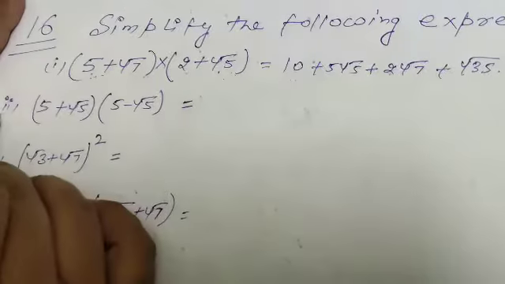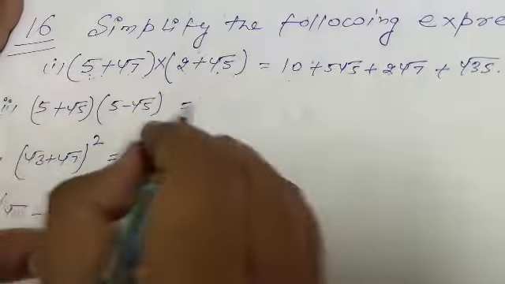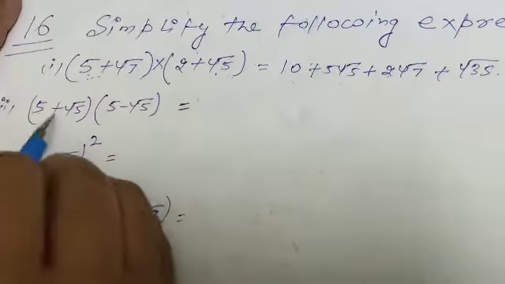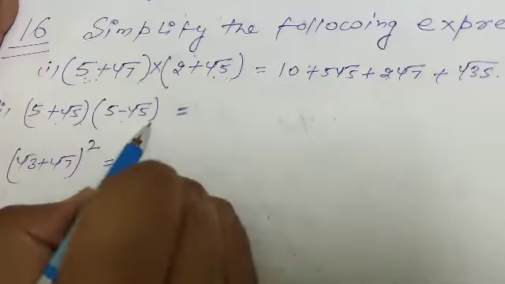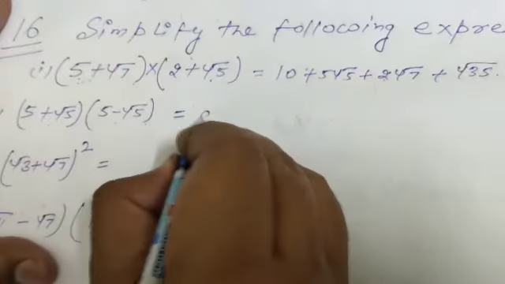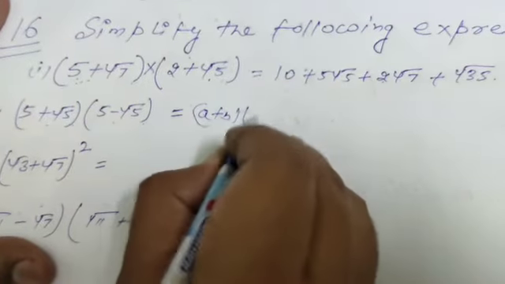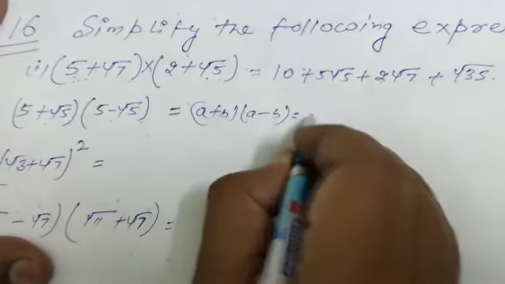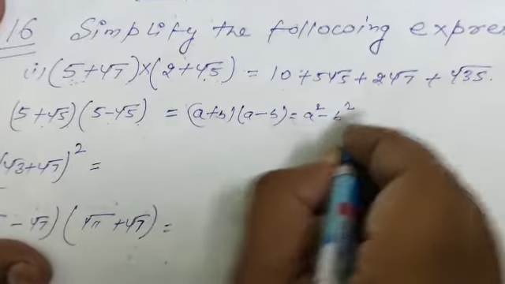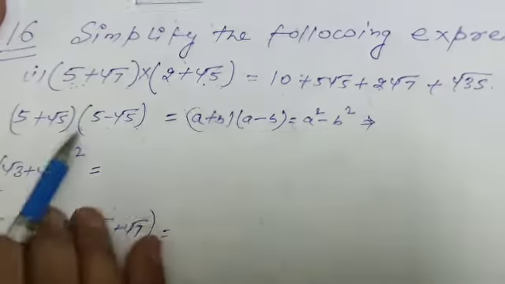Let us move to example number 2. What is this? 5 plus root 5 into 5 minus root 5. We have a formula: a plus b into a minus b equals a square minus b square.